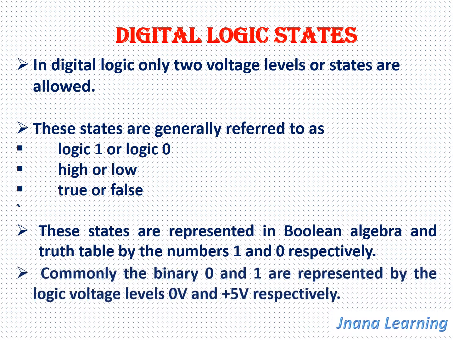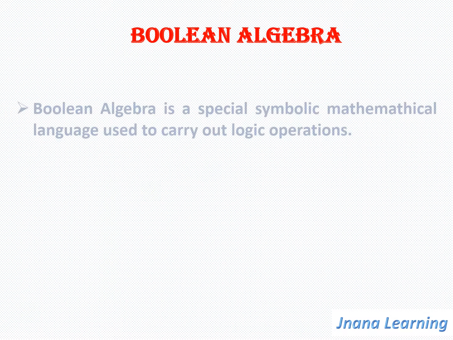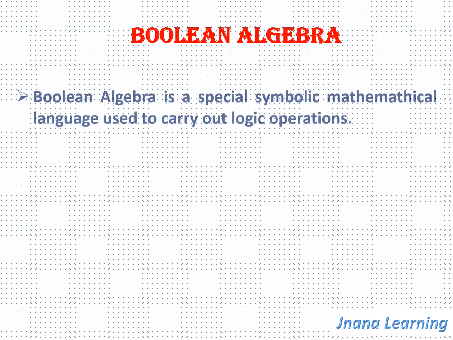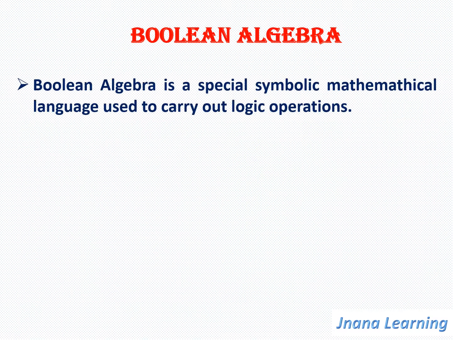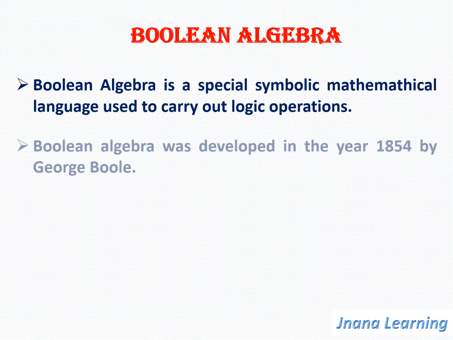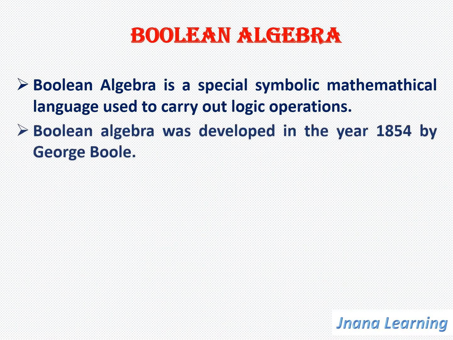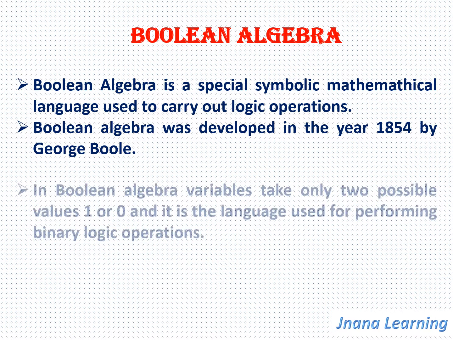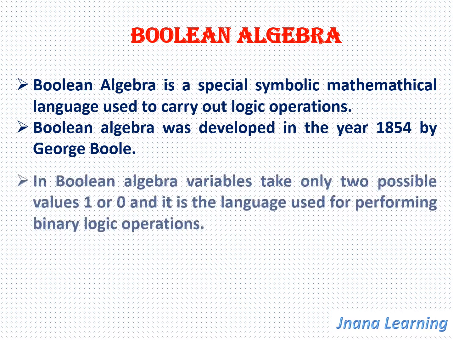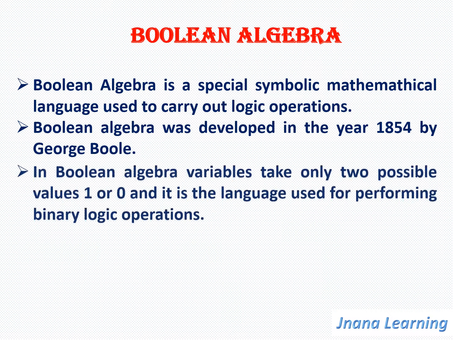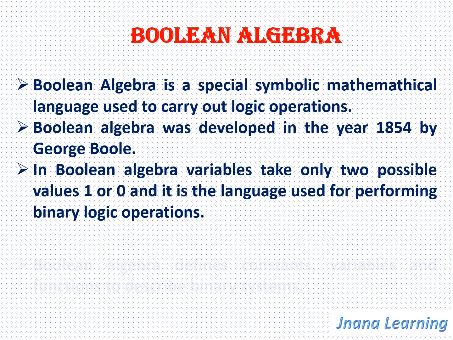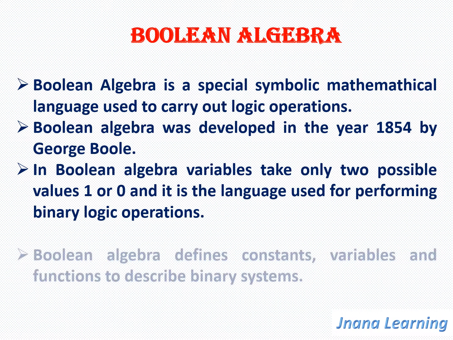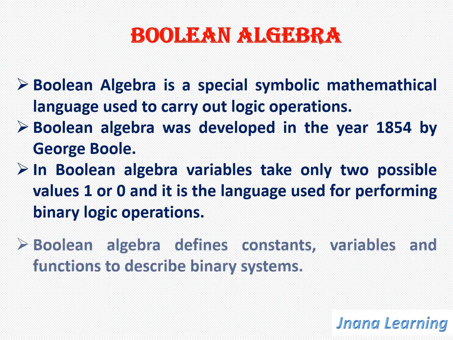Now here there is a term you have noticed, that is Boolean algebra. So next we are discussing what Boolean algebra is. Boolean algebra is a special symbolic mathematical language used to carry out logic operations. It was developed in the year 1854 by George Boole. In Boolean algebra, variables take only two possible values, either 1 or 0, and it is a language used for performing binary logic operations. It defines constants, variables and functions to describe a particular binary system.